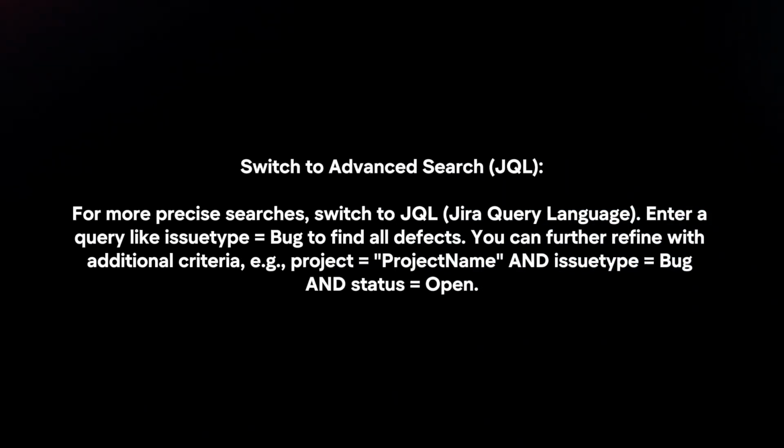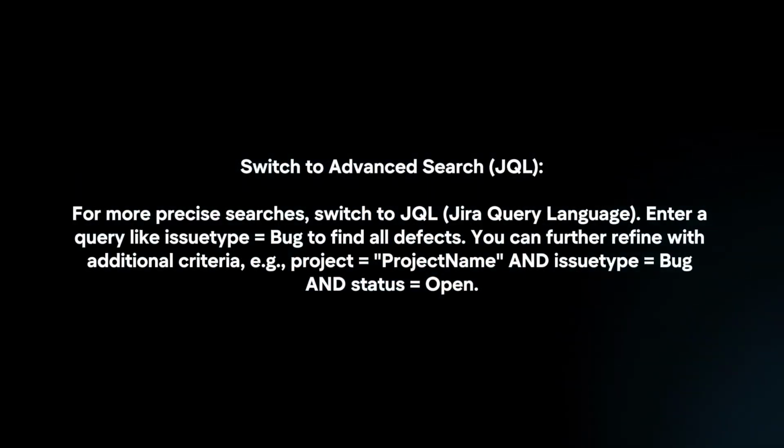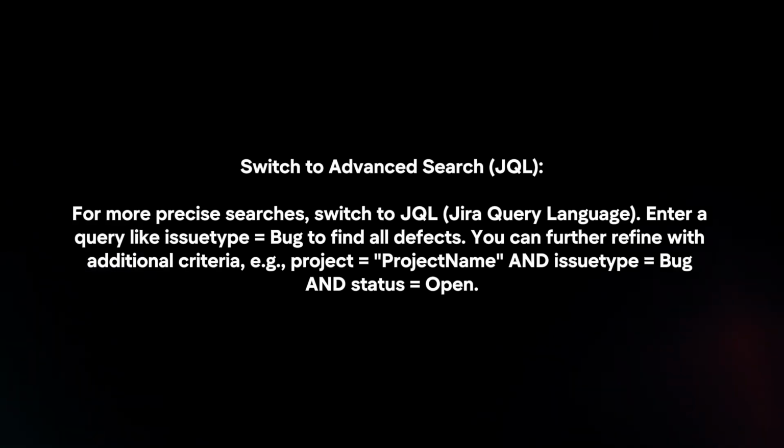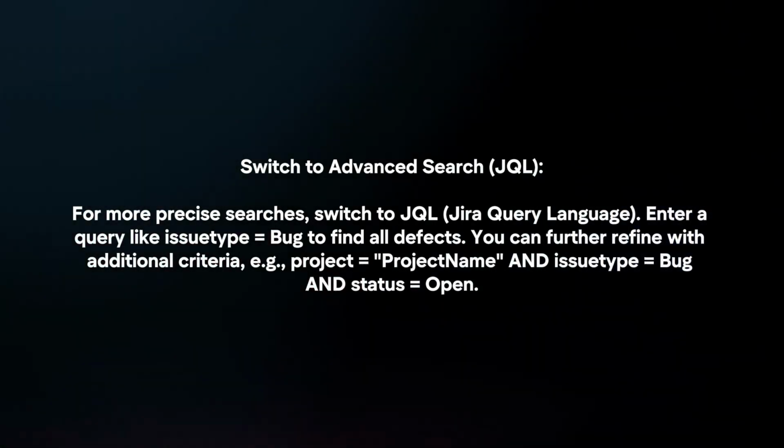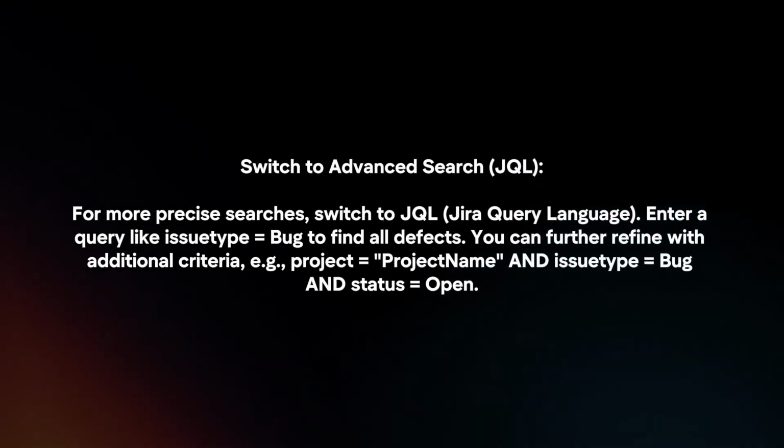Switch to advanced search. For more precise searches, switch to JQL. Enter a query like issue type equals bug to find all defects. You can further refine with additional criteria.